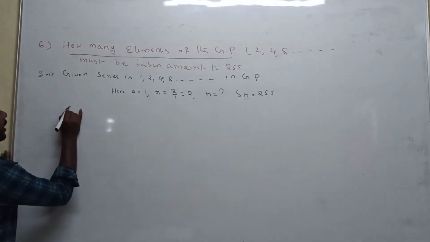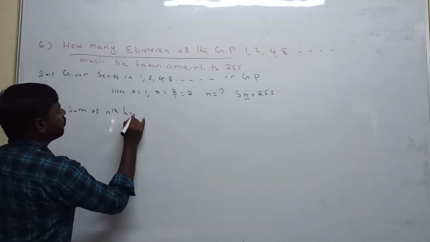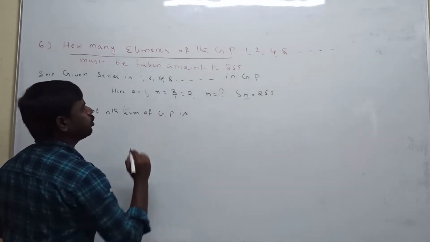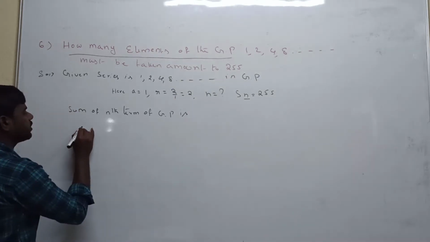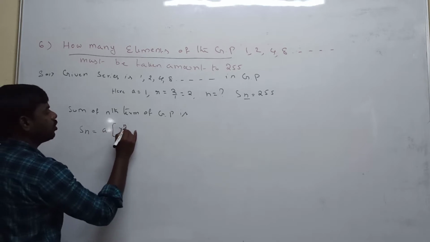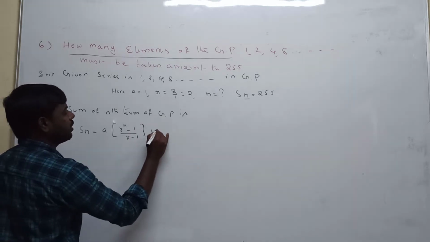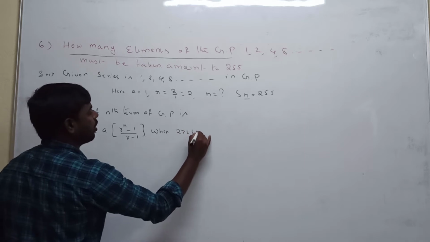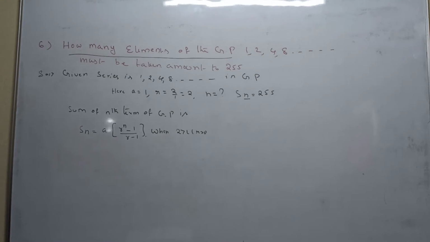Now applying the sum of the nth term of the geometric progression, which formula is suitable here? R is greater than 1, so the second formula is applicable. Sn is equal to a into r to the power of n minus 1 by r minus 1, when r is 2. 2 is greater than 1, which means r is greater than 1. This formula is applicable. Now substitute the values.